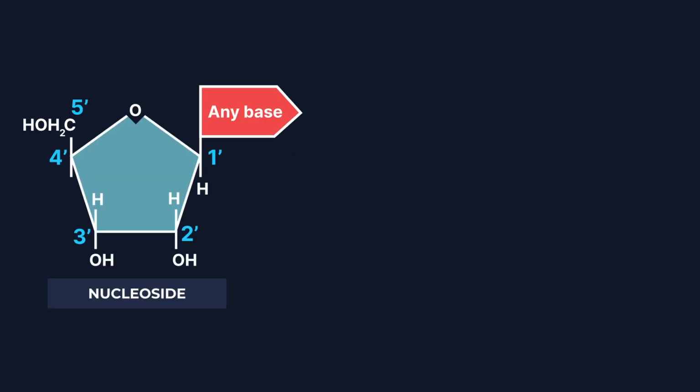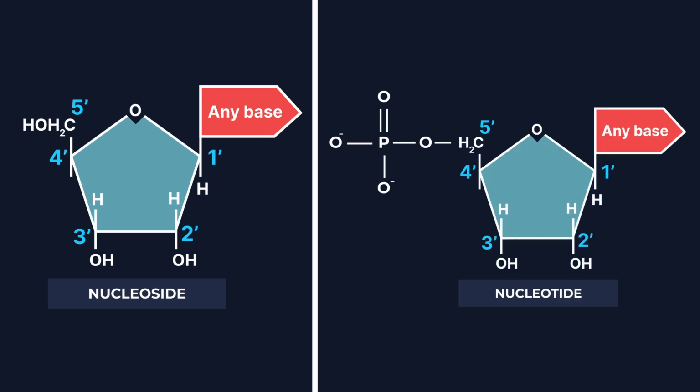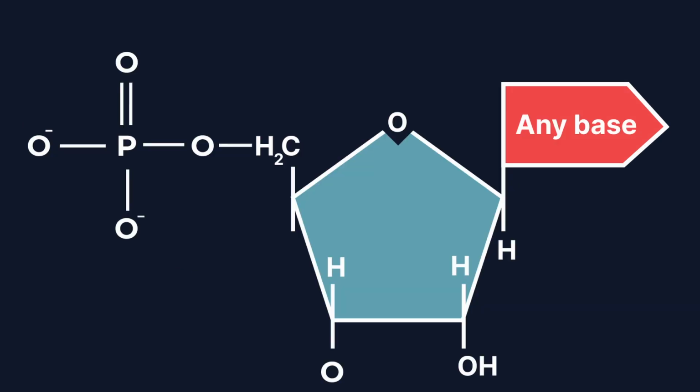So nucleoside means the first position carbon atom is attached to a base, and nucleotide means the first position carbon atom is attached to the base as well as the fifth position carbon atom is attached to phosphoric acid. So that's a nucleoside and a nucleotide. But this is not the complete structure of DNA yet. It's just the structure of nucleotide. So we learned the structure of nucleotide, not the complete structure of DNA.